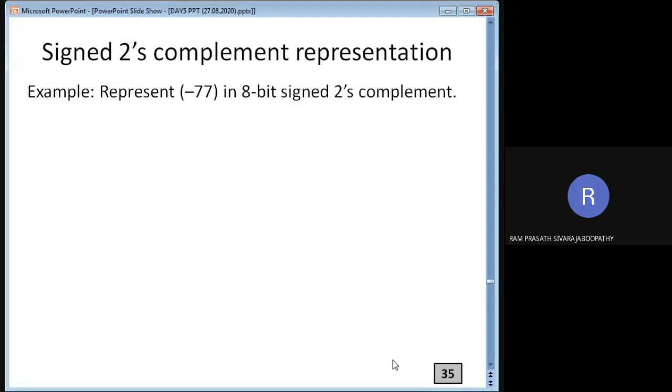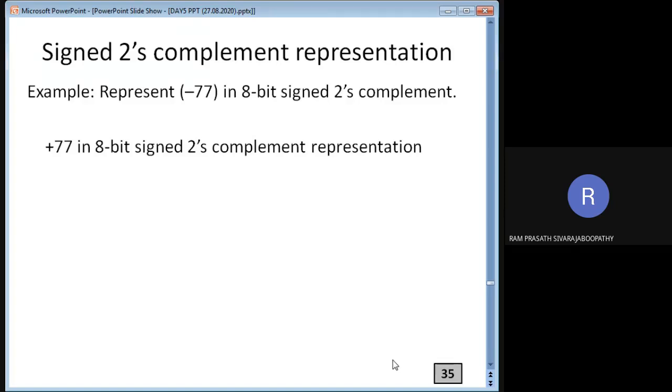Now -77. One more. Try only this. Next I will give a binary number, a signed binary number, and you have to find the decimal equivalent. So -77. Can you tell what value comes for this? First what we have to do? We have to represent +77 in 8-bit form. Represent it in 8-bit form. Kindly type the answer. Please do it a bit quickly.